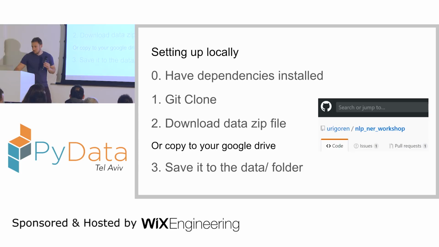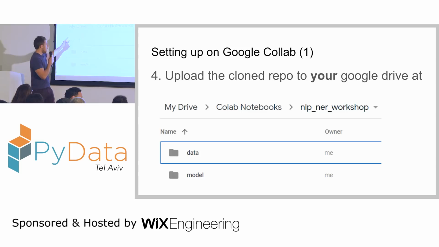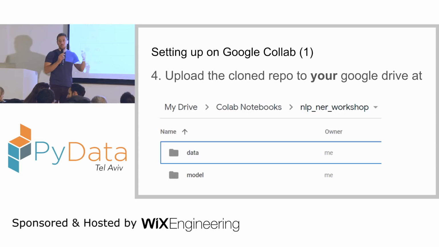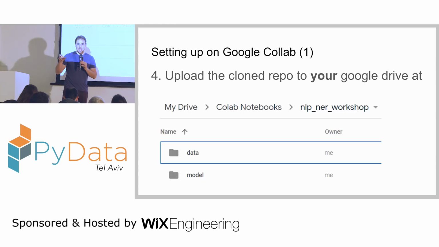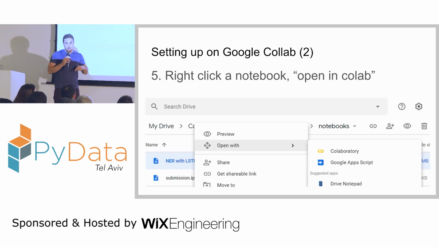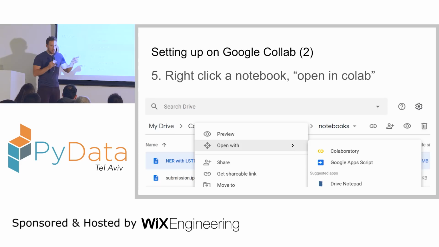Okay, so in order to use Google Colab, upload it to Colab Notebooks / the name of the repo in your own Google Drive. Okay? We recommend not downloading the data and uploading it, because it's a waste of time. You can just right-click the data and make a copy, copy to my drive, and it will save you some time. After you clone the repo, upload it to Google Drive, and copy the data zip there, you can just run the notebooks by right-clicking it, open with Collaboratory.